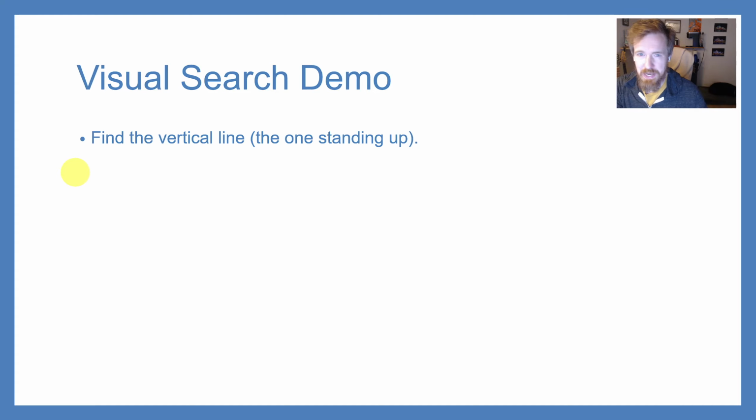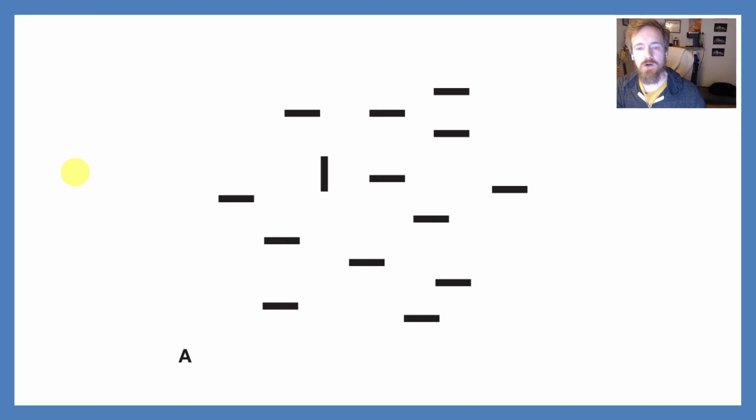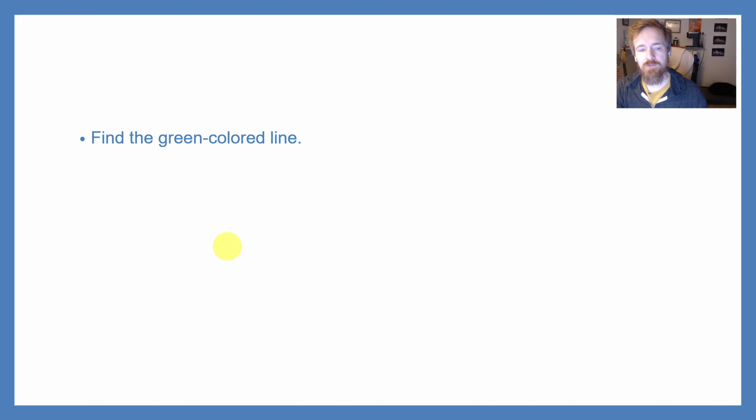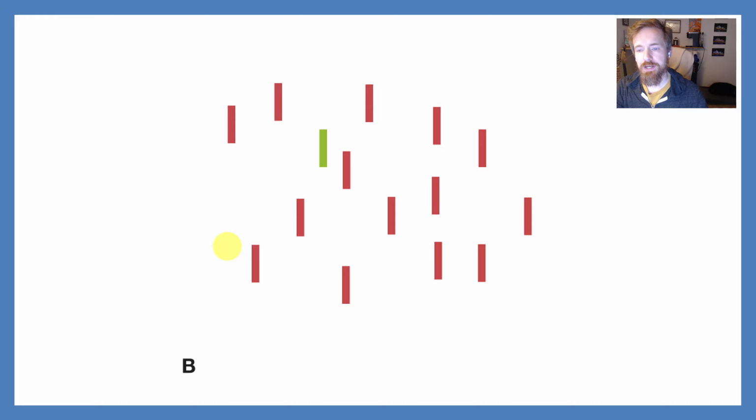And almost always accuracy is really, really high because, again, these are really easy. So for example, do you see the vertical line? Yes, it popped out at you, right? So this right here, it pops out at you because why? Because it's not like any of these other ones, right? Let's move on. Find the green colored line. And again, this one pops out at you, right?